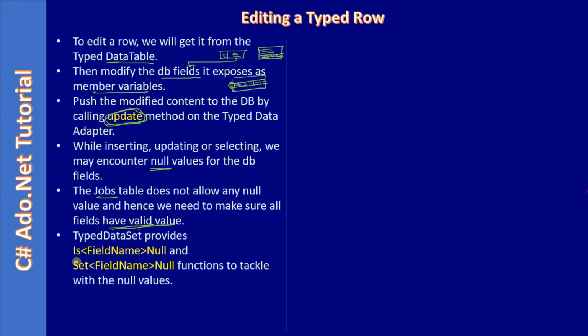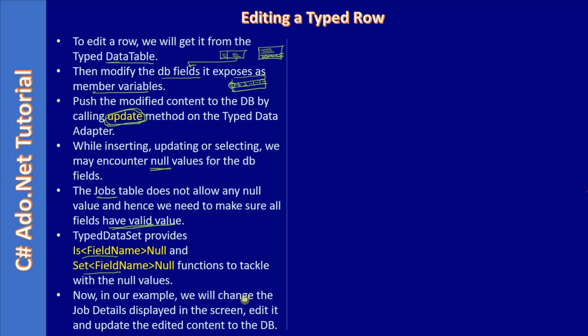Typed dataset provides the method is field name null. Say for example, if we take max level, is max level null. So that's the method, and you can use that to check whether that particular field is null or not. Similarly, if you want to set null for a specific field, you can use set db field name null. That means, for example, set min level null, right? That will set the minimum level field to null. So you can use these two functions. In our example, we are not using them, but here in the concept, we are just giving these method names.